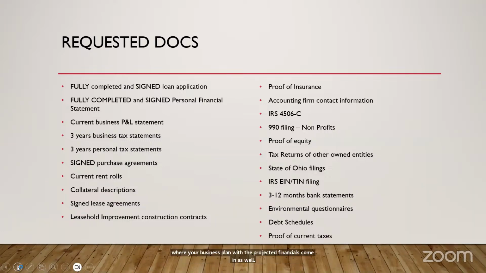You could need to sign purchase agreements depending on what type of loan this is for. Rent rolls if needed, collateral descriptions, signed lease agreements, leasehold improvement, construction contracts, proof of insurance, accounting firm contact information in the event that we need to reach out to your accountant for additional information. The IRS 4506-C, and if you're a nonprofit, the 990 filing instead of the tax statements, because you don't file those.